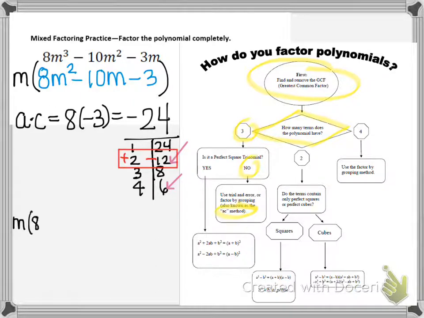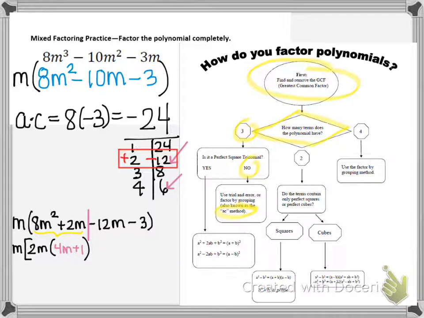So my 2 is positive and my 12 is negative. I'm going to rewrite my trinomial as a 4-term polynomial. I break up the negative 10m and make it plus 2m minus 12m. Split it down the middle. Look for a GCF. In the first 2 terms, my GCF is 2m. I have that first GCF of m on the outside, and now I need a bracket to nest everything in its own grouping symbol. Now I take out the GCF of 2m, and that leaves behind 4m plus 1.